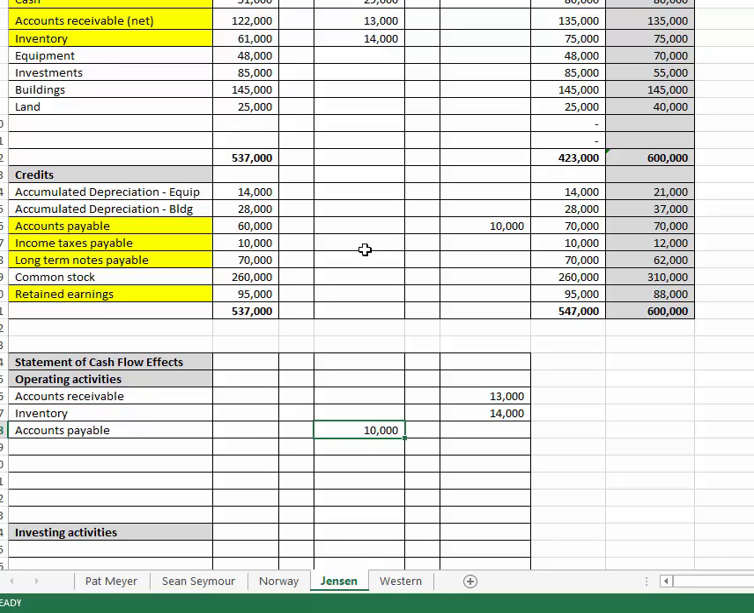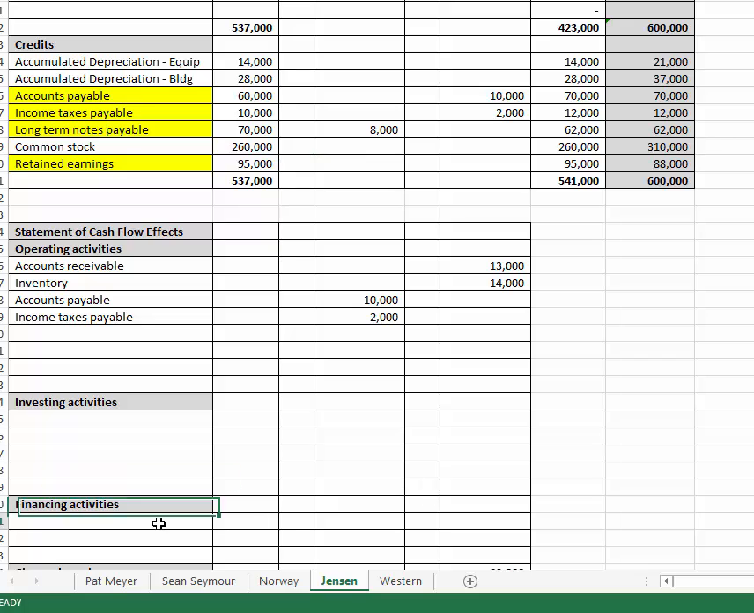Income taxes payable is next, and I need a $2,000 credit. Offset is going to be down in operating. Long-term notes payable went down, so I'm going to need an $8,000 debit. And long-term notes payable is in financing.